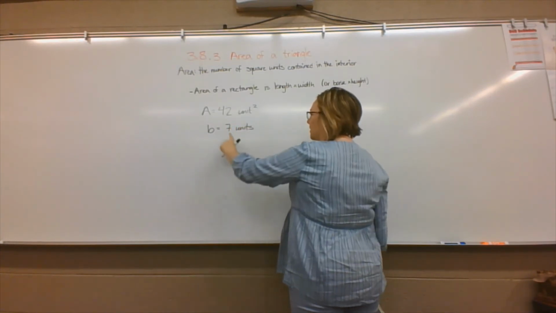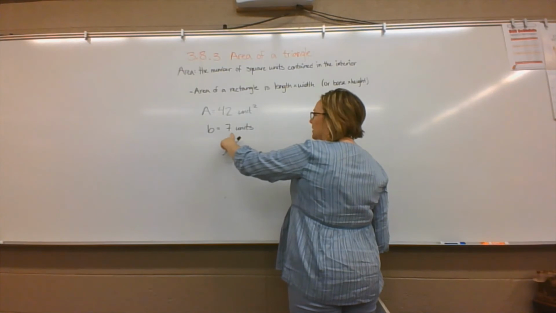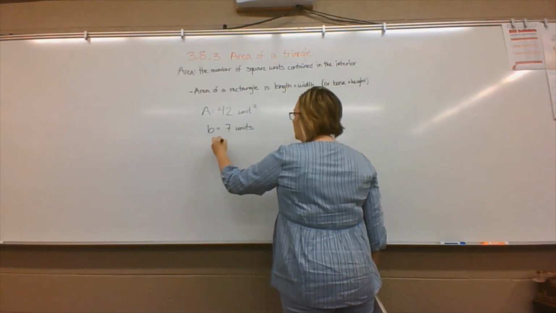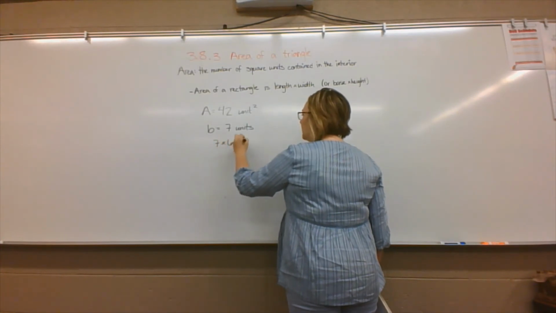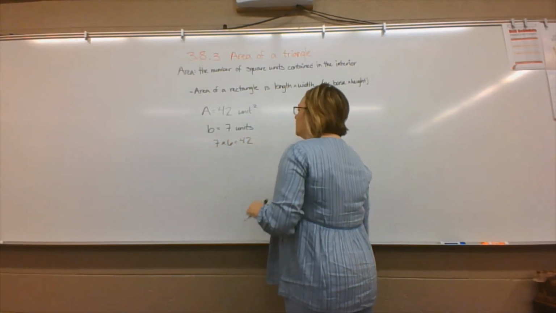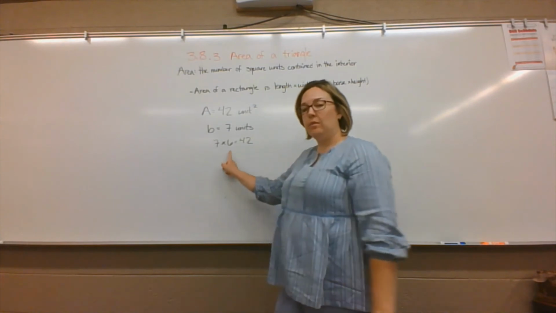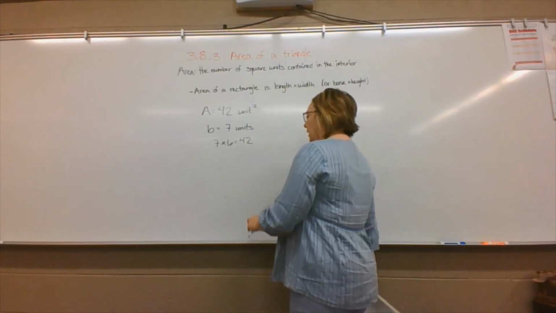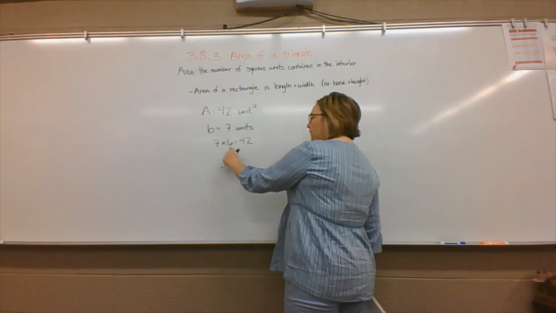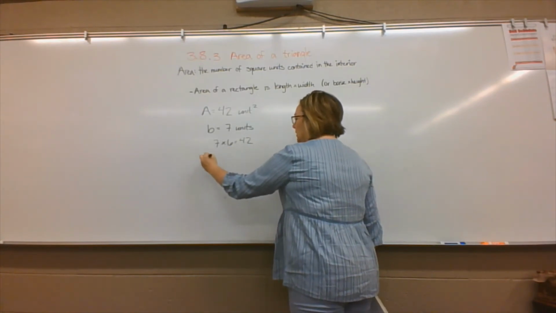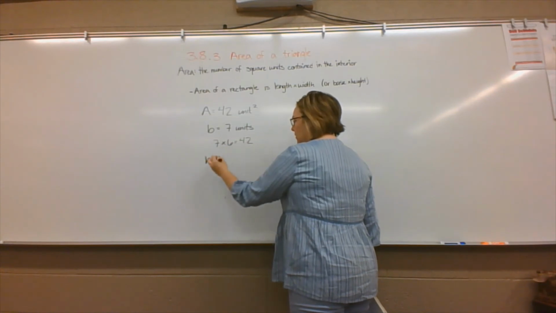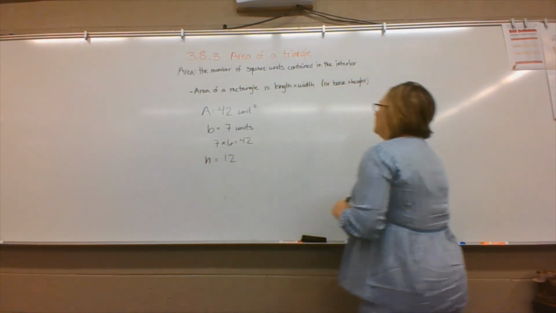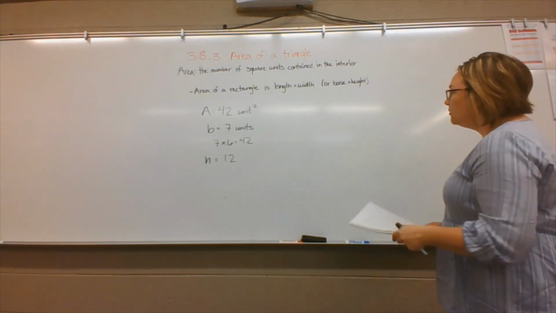Mental math tells me that the base of 7 times what number equals 42? Well, 7 times 6 is 42. So 6 must be my height, but remember that we always take a half. So 6 actually isn't my height. 6 is half of the height. So that means height needs to be twice the amount of 6, which is 12.